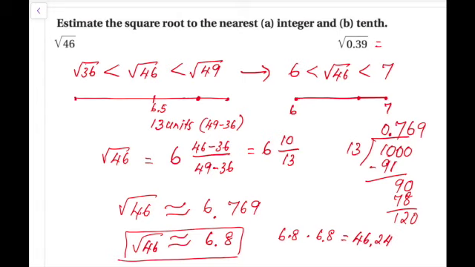The square root of 39 hundredths, you can write as the square root of 39 over 10. So calculate the square root of 39 using this method and move the decimal over because you are dividing by 10. That will be your answer.